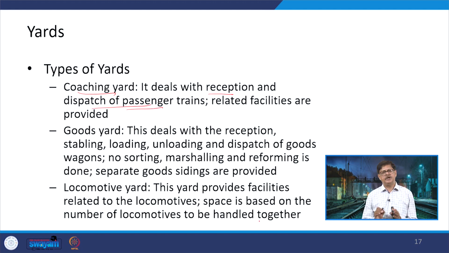So, it is about creating trains: if a train has come, then the wagons are taken out, and they can be utilized to form another train also. That is the type of yard it is, and accordingly for these wagons, for their upkeep, the facilities need to be provided. Goods yard, this deals with the reception, stabling, loading, unloading and dispatch of the goods wagons.